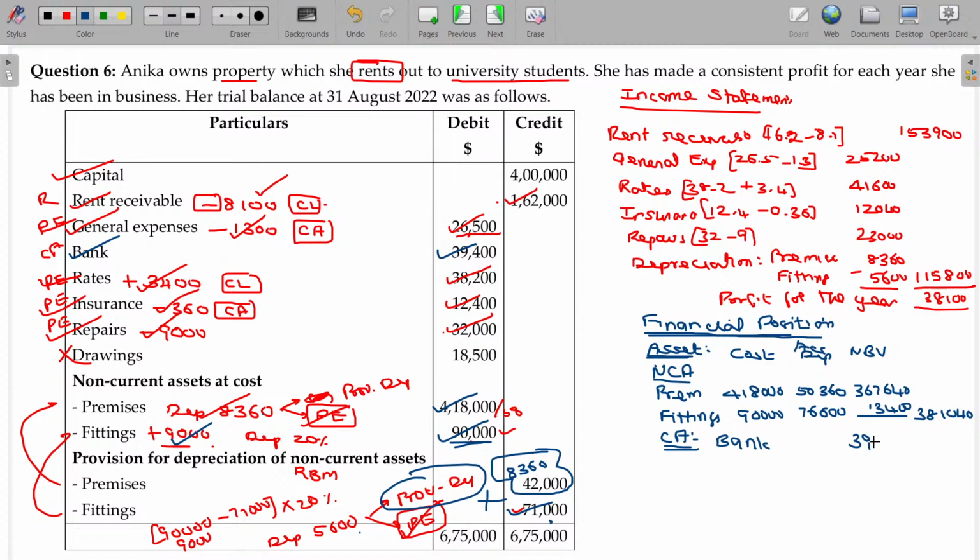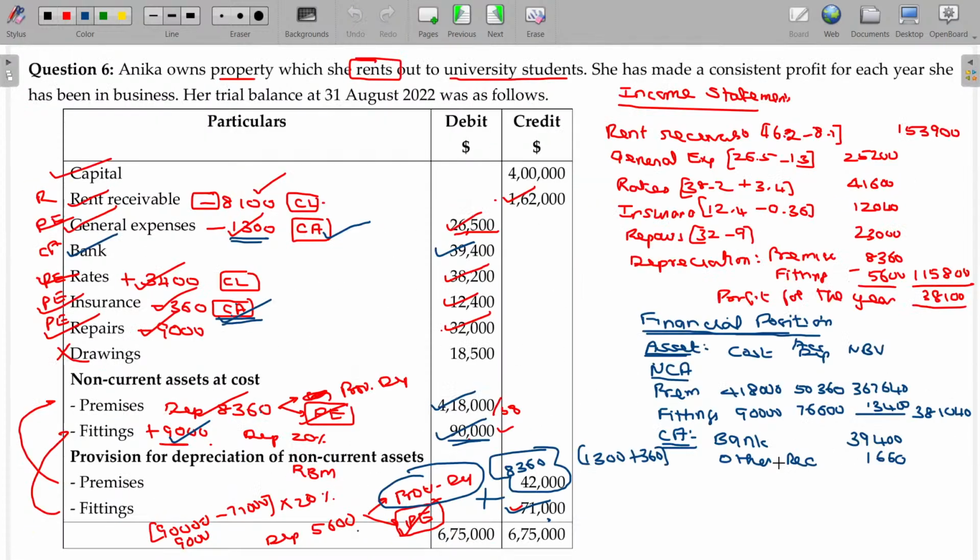Apart from that, 1300 being a current asset may be named as other receivables. Other receivables being 1300, and here is also insurance, that will be another 360. And do we have any other current assets? This will be called other receivables. So we have posted this one. We don't have any other current assets here. So only these two will be named as other receivables, 1660.